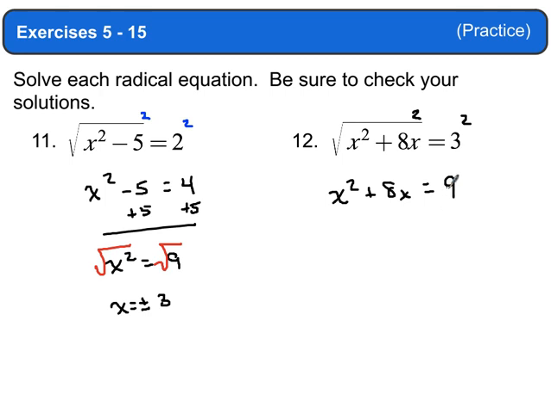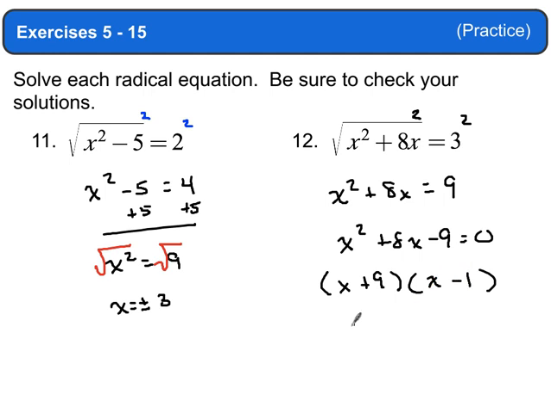In this case, we will end up needing to move this over to the left. So we get x squared plus 8x minus 9 equals 0. And so this one is actually factorable. So we could write (x plus 9)(x minus 1). And so then x is equal to negative 9, and x is equal to 1.